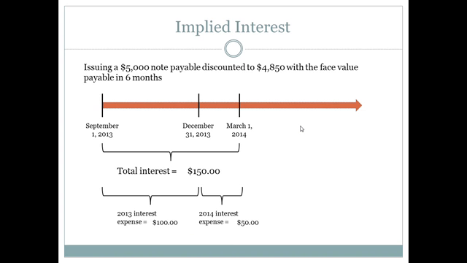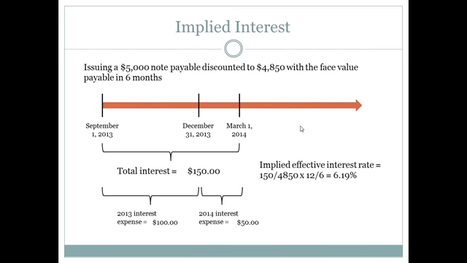So here's the deal. We are going to pay $150 of interest to borrow $4,850 for 6 months. So the total amount of interest that we're paying is $150. The amount that we're actually borrowing, the cash that we get on September 1st, is the discounted amount of $4,850. And we have the use of that money for 6 months.